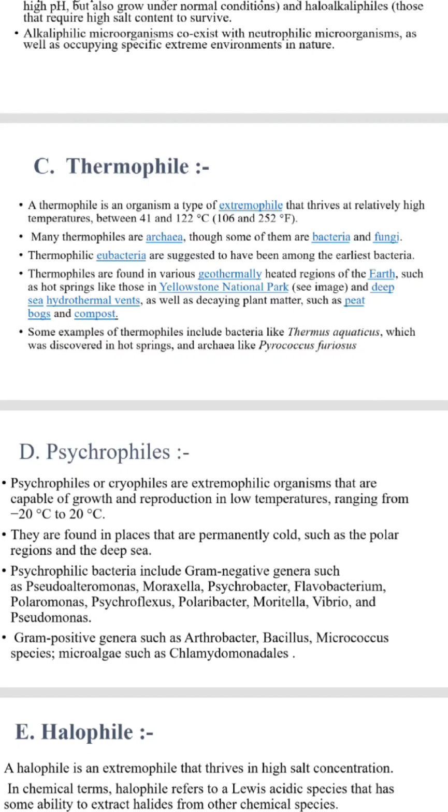Then next is psychrophiles. Psychrophiles or cryophiles are extremophilic organisms that are capable of growth and reproduction in low temperatures, ranging from minus 20 degrees Celsius to 20 degrees Celsius. They are found in places that are permanently cold, such as the polar regions and the deep sea. Psychrophilic bacteria include gram-negative genera such as Pseudomonas, Moraxella, Psychrobacter, Flavobacterium, Polaromonas, and many of them; gram-positive genera such as Arthrobacter, Bacillus, Micrococcus species; and microalgae such as Chlamydomonas.